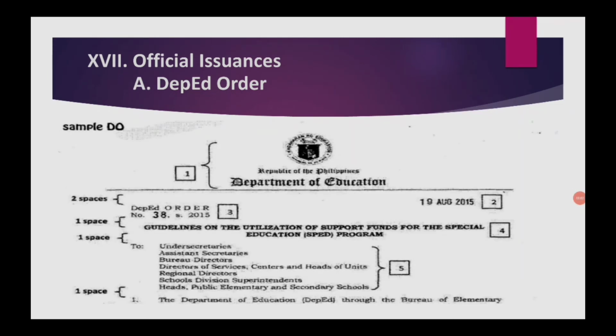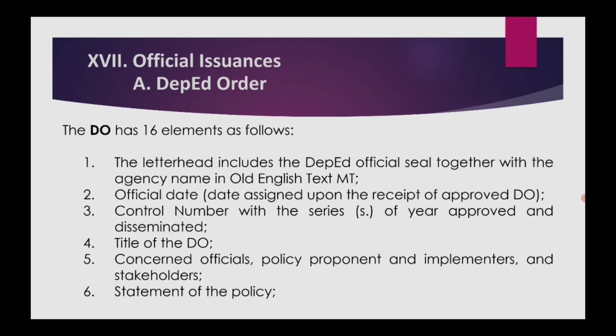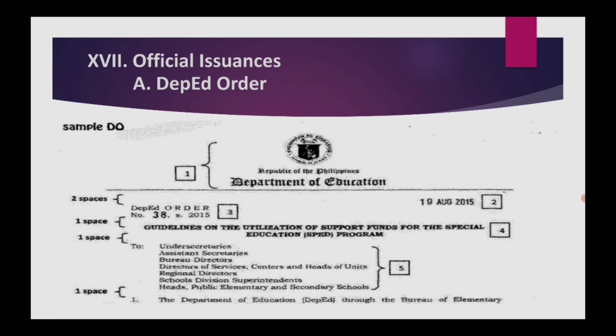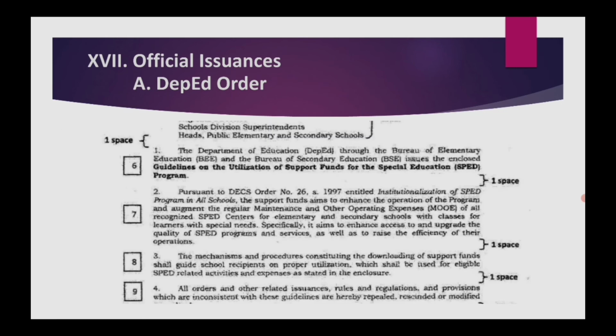So we have here the sample of the DepEd order. So one, this is the letterhead, which includes the DepEd official seal together with the agency name in Old English text. Then you have two spaces, and then you have the date. And then after the date, you have the issuance number. After the issuance number, one space, then the title of the DepEd order, and another one space, then the concerned officials, another one space, then the content, another one space.